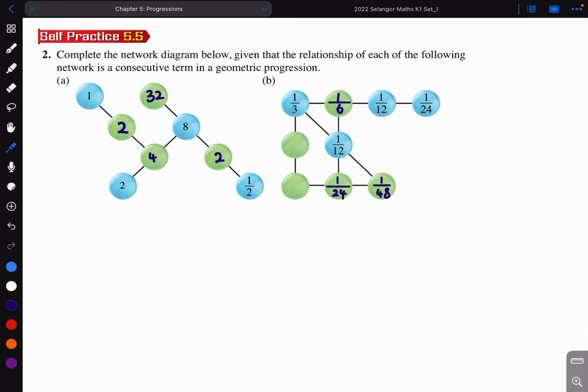Okay. 24 times 2 becomes 48. So here must be 12, because 12 times 2 will give us 24. So times 2, times 2. I'm just talking about the denominator lah. The numerator is all 1. Okay. And then 3 times 2 becomes 6, 6 times 2 becomes 12. Perfect. So this will be 1 over 6.